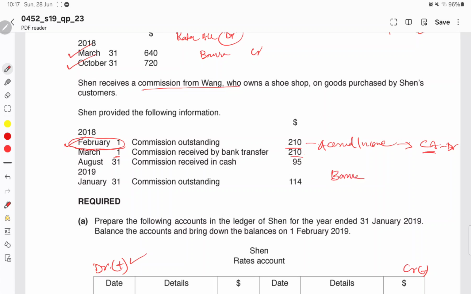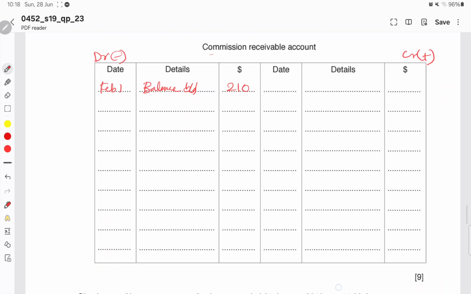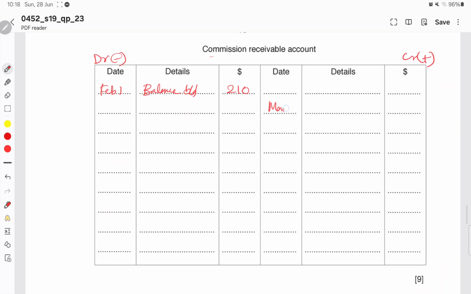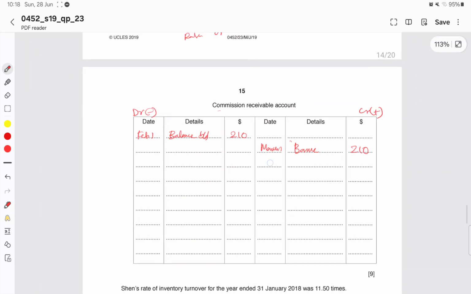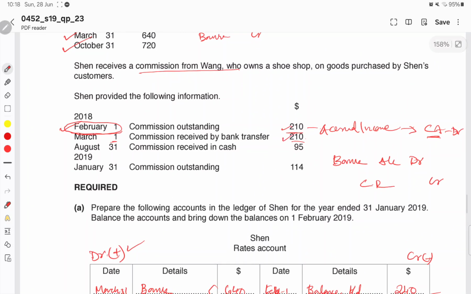It's not paid, okay, you are receiving, it's a commission receivable account. So bank account will be debited, commission received account will be credited, isn't it? So we will write in the credit side of the commission receivable account, date is March 1st, bank, because we are receiving it. This is not a payment, it is a receipt, because commission receivable is an income. So it will be 210. Is it 210? Check it. Yes, 210 only, both 210.